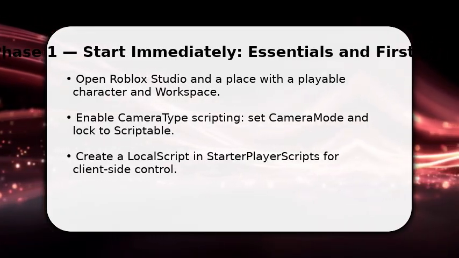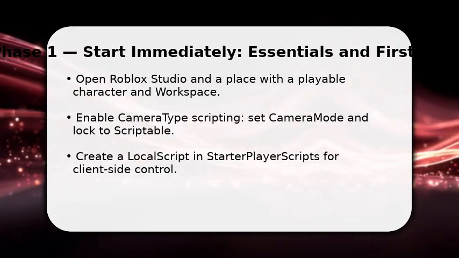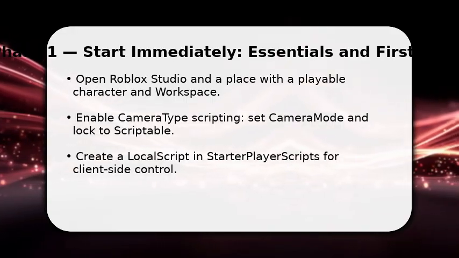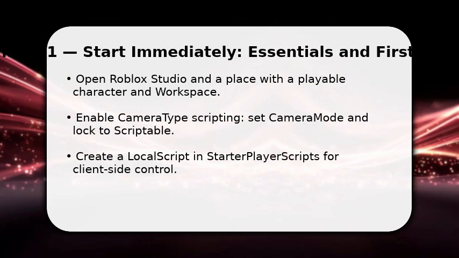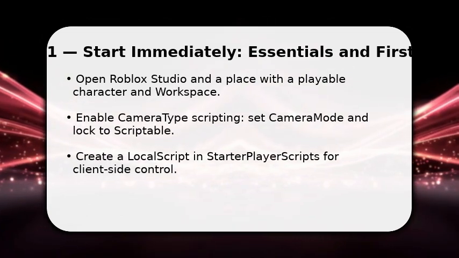Next, set workspace.CurrentCamera.CameraType to Scriptable so you take full control of position and orientation. Make sure to reference game.Players.LocalPlayer and workspace.CurrentCamera early, because you'll use them immediately to calculate offsets and apply smoothing.